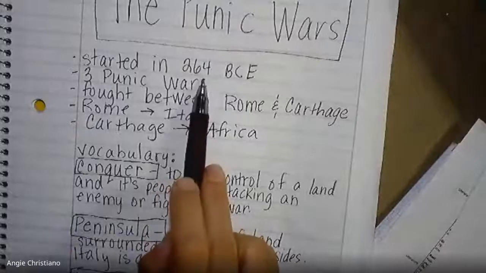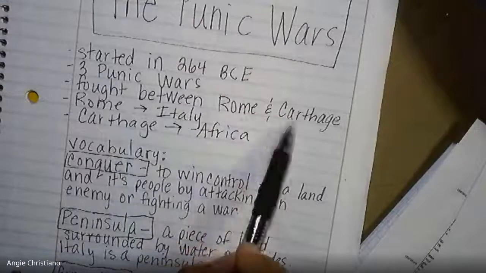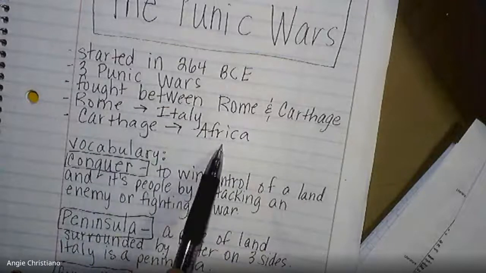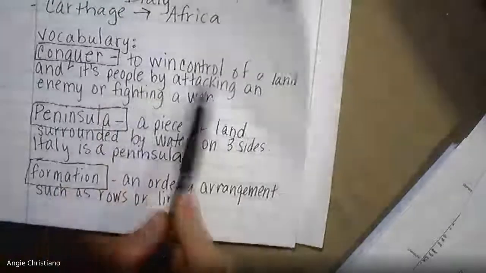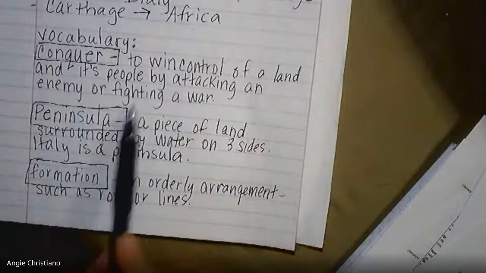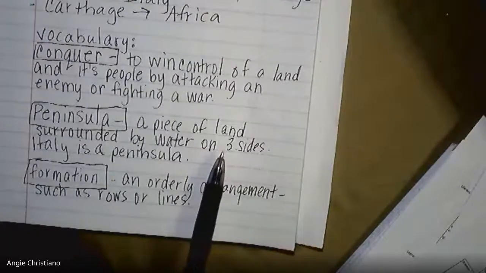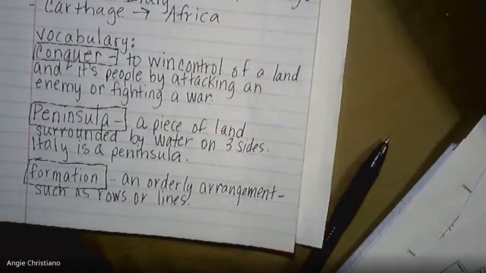Started in 264 BCE. There were 3 Punic Wars fought between Rome and Carthage. Rome is in Italy. Carthage is in Africa. And then our 3 vocabulary words: conquer, to win control of a land and its people by attacking an enemy or fighting a war. Peninsula, a piece of land surrounded by water. Italy is a peninsula. And then formation, an orderly arrangement such as rows or lines. The Roman army got into formation when they were attacking or fighting.